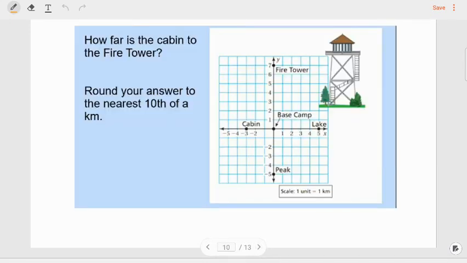If I have a graph and I'm not quite certain what I'm trying to find, it's important to read the instructions. How far is the cabin to the fire tower? So find those two locations. Here's the cabin, here's the fire tower, and I want to know the distance. If I were to cut through all the trees and go straight between the two, what is that distance? Now remember, because this is slanted, I cannot count those units, so I need to find my horizontal length.